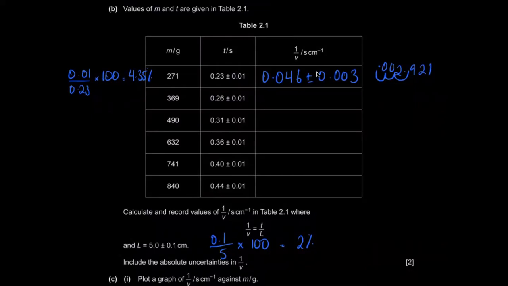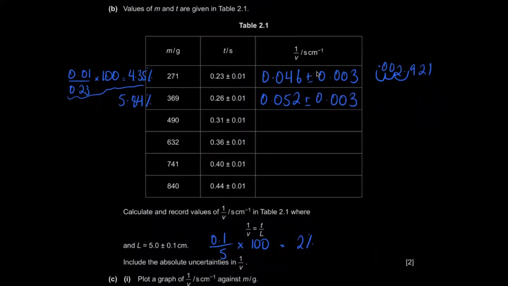So 0.01 upon 0.26 times 100, this is 3.84 plus 2 is 5.84. So 5.84% of this value. So let me just write 5.84 here. So this is the final total uncertainty. Right? So 0.26 divided by 5 is 0.0052. And then 5.84% of this. So this is 0.00303. So 0.003.